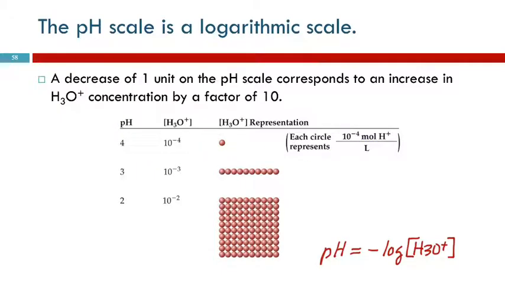If we go down 1 unit on the pH scale, we've increased the concentration of hydronium by a factor of 10. Each unit on the pH scale is a 10-fold change in the hydronium ion concentration. It's a little bit like the Richter scale for earthquakes. A magnitude 5 earthquake is 10 times worse than a magnitude 4. So the exponent -4, you change the sign, and that becomes the pH. -3, 3, -2, 2. So a pH 2 has 1,000 times more hydronium ion concentration than a pH 4 solution.